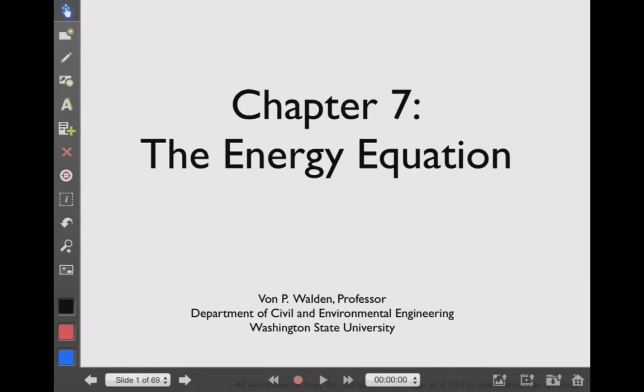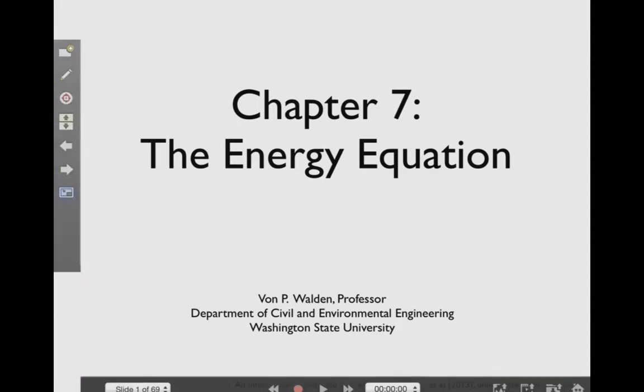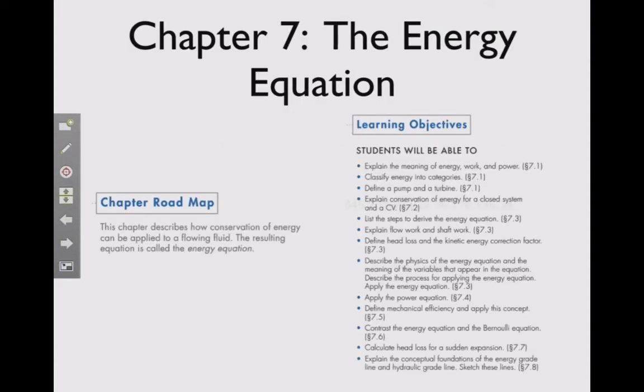All right, we're back with chapter 7, the energy equation, and we're going to do section 7.7 this time. Basically, we're going to use a combination of the three equations that we've been working with, the continuity equation, the momentum equation, and the energy equation, to actually calculate the head loss for a sudden expansion. This section really is called transitions, and it's about using these three formulations of the Reynolds transport theorem to look at transitions in flow.